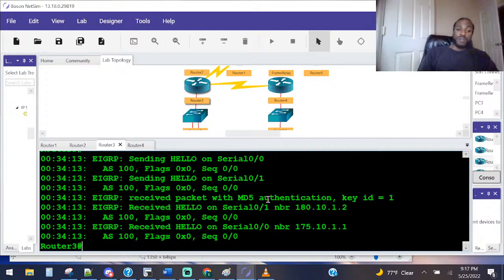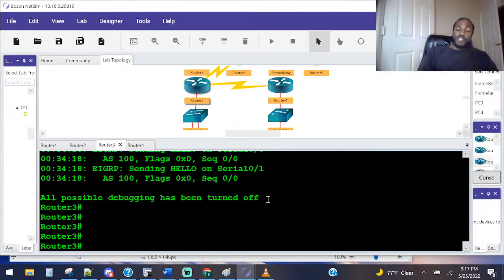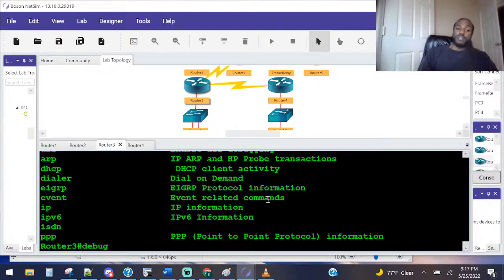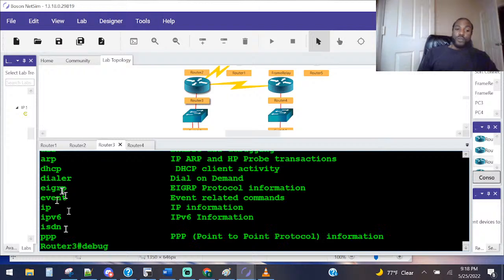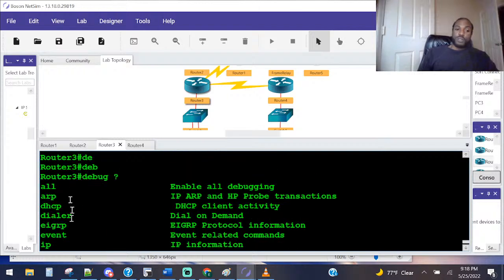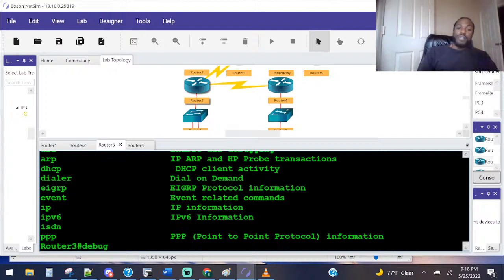Let's turn this off, first of all. Undebug all, right? That's short for undebug all. So that turns off all debugging, not just EIGRP, because you got all kind of debugging outputs that you can do, right? So you just debug. You can debug OSPF. This is short. This ain't a real software. So there should be more debugging output you can do. But anyway, what I want to see, the 5 packet types.